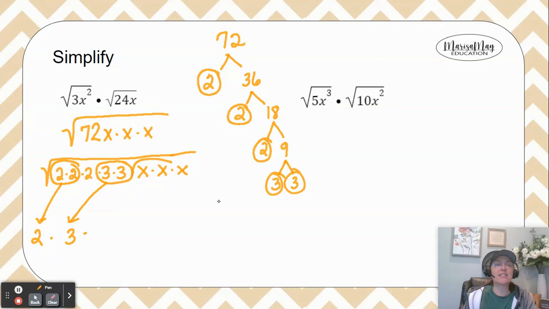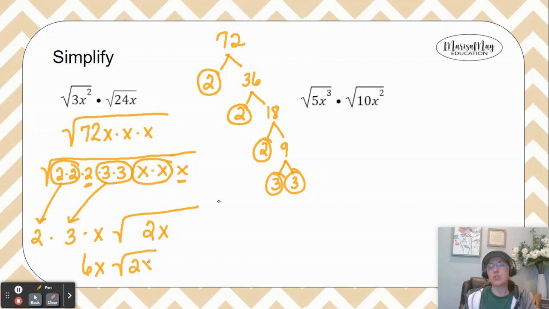And then I've got a pair of x's, and I've got an x out here. Now, anything that didn't have a pair has to stay underneath the square root. So this 2 and this x have to stay under here. And now I can multiply on the outside. 2 times 3 times x would give me 6x on the square root of 2x. All right, let's do one more like that so you'll feel most comfortable with it.